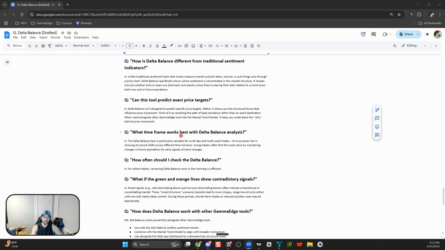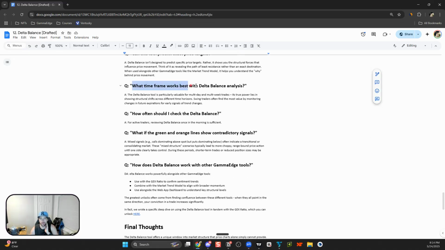So when used alongside tools like the market trend model or the GEX ratio, it helps you understand the why behind price movement. That is, price is moving higher. Okay, great. From a technical analysis point of view, you may say, okay, price is moving higher because it's above the moving averages. Okay, not super helpful. But if we can say they're moving higher because A, momentum is coming into the market, B, calls are coming into the market, strengthening the structural environment, that's a lot more useful.